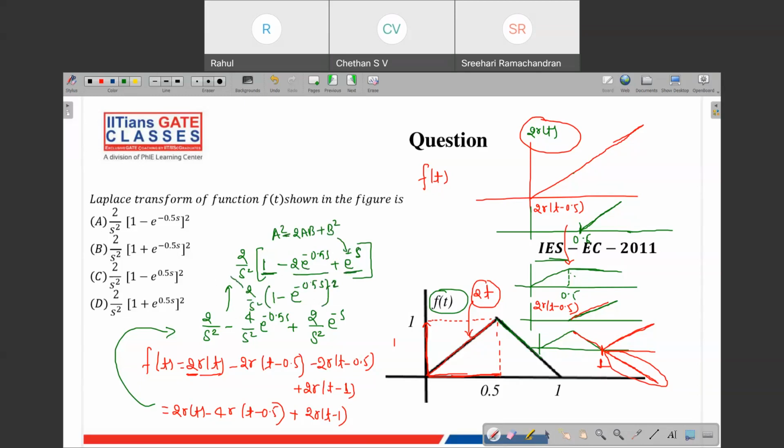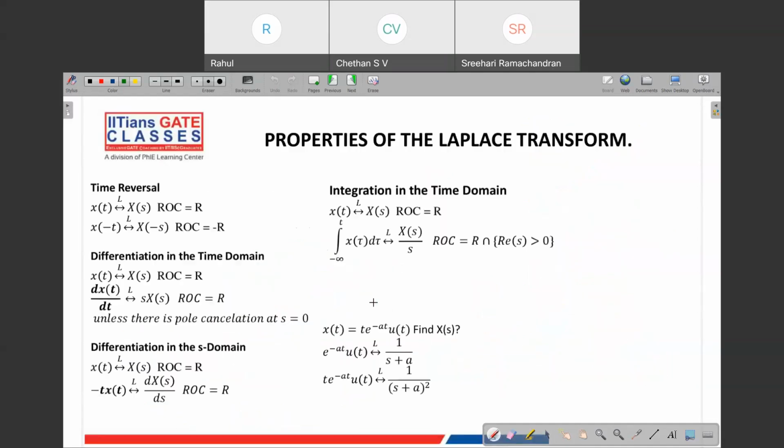So whenever this kind of problem is asked, it's better to break this graph into some kind of expression and then calculate it. Okay, that will make the calculation easier and faster. Anyone has any doubt? Okay, let me go to the next slide then.